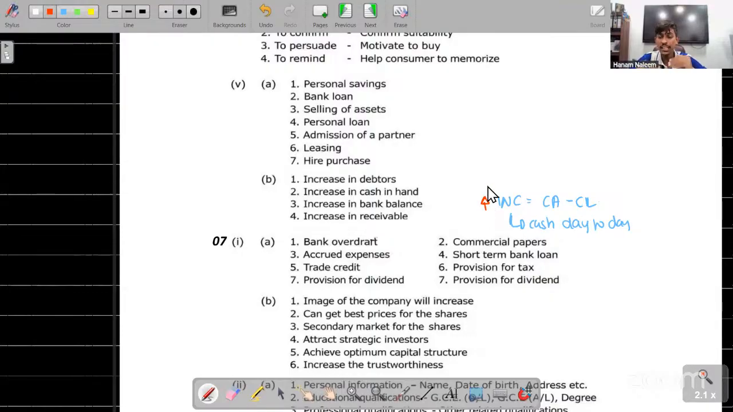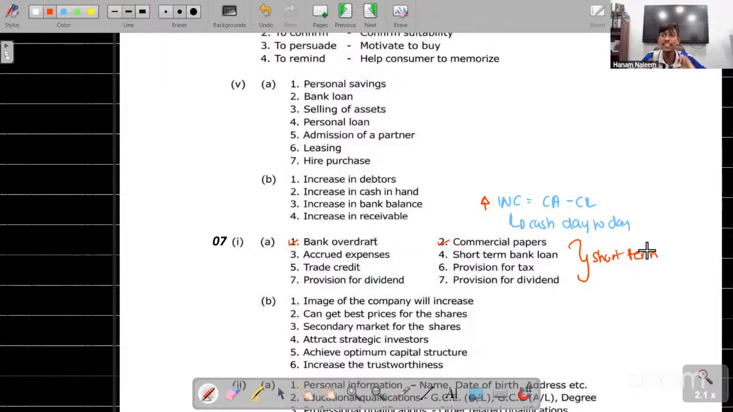That means how you can increase the cash of your business, the money which you need for your day-to-day activities. So simply they're asking what are the ways you can get money, or what are the ways you can prevent your money going out. If you do that, your day-to-day cash will increase. So what we can do, you can get a bank overdraft. Yes, you can get commercial papers. And also remember, all these must be short term.